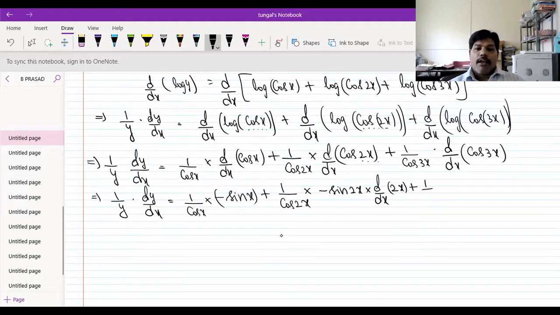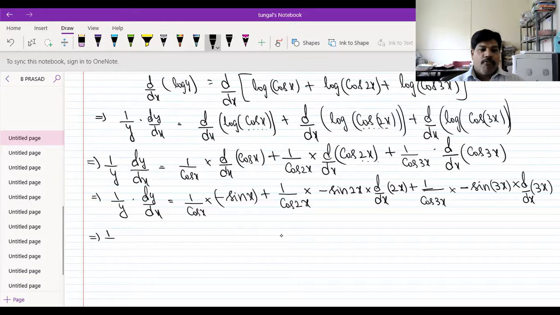Similarly, 1 by cos 3x into derivative of cos 3x. What is the derivative of cos 3x? Same. You can get that cos f of x derivative is minus sin f of x into derivative of f of x. f of x value is 3x. So see that one, students, that implies what happens.